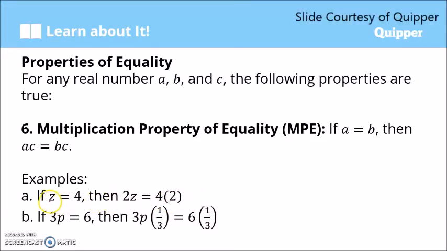So, we have here Z and 4. Nag-multiply tayo ng 2 dito, kaya naging 2Z. So, kung nag-multiply tayo dito ng 2, mag-multiply din tayo dito ng 2, kaya naging 4 times 2.